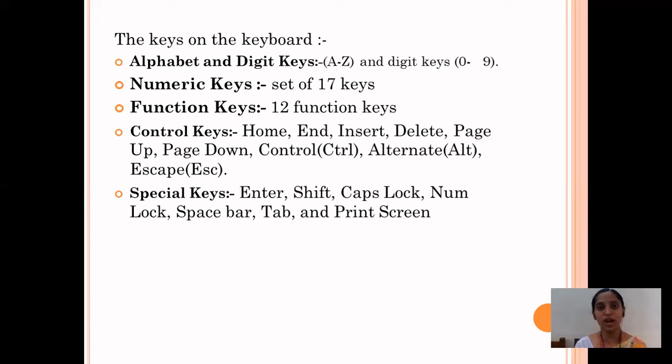Some function keys are available on a keyboard at the top line. They are numbered F1, F2, F3 and F4. Some control keys are available: Home, End, Insert, Delete, Page Up, Page Down, Control, etc. What is the purpose of control keys? Control keys are used to control a screen or window. For example, using Page Up and Page Down, we can move the cursor from the first to the second page as well as from the bottom page to the upper page.